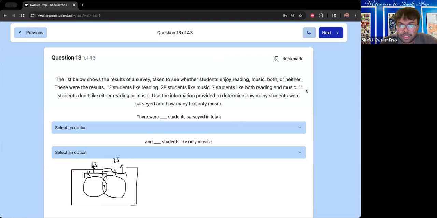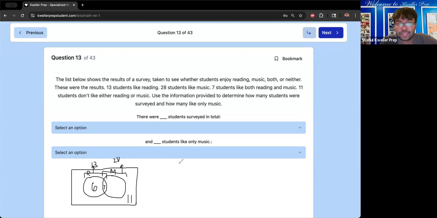So we have 7 here, and then 11 don't like either reading or music. We can't put them inside the circles because they don't like either, so we put 11 outside. These 11 students just don't belong. So now we solve for the actual inside of the circles. This whole circle is for people that like reading. 13 students like reading, but 7 students like both reading and music. The 7 students are here. How many students are left? If 13 students like reading and 7 like both, that means 6 students only like reading. So there's going to be a 6 here and a 7 inside the combination.